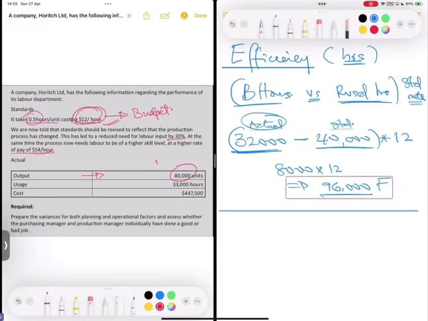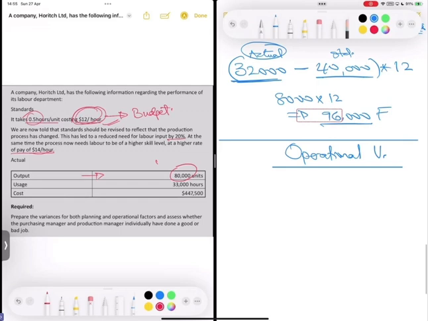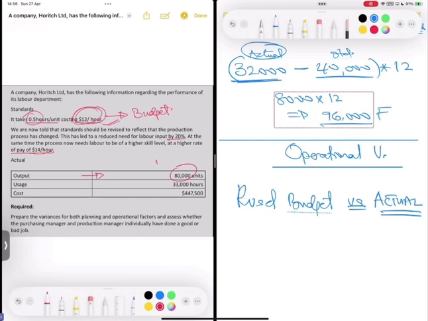So which means we can now do operational variance, which is what we will use to do the appraisal. Now it's time to know whether the manager has done well or has done poorly. Now let's find out. When we're dealing with operational variance, we said our revised budget will be our standard, and we'll now compare with the almighty actual. Now this is the time to measure performance. And we're going to do the same thing for rate and efficiency. So let's do it for rate.